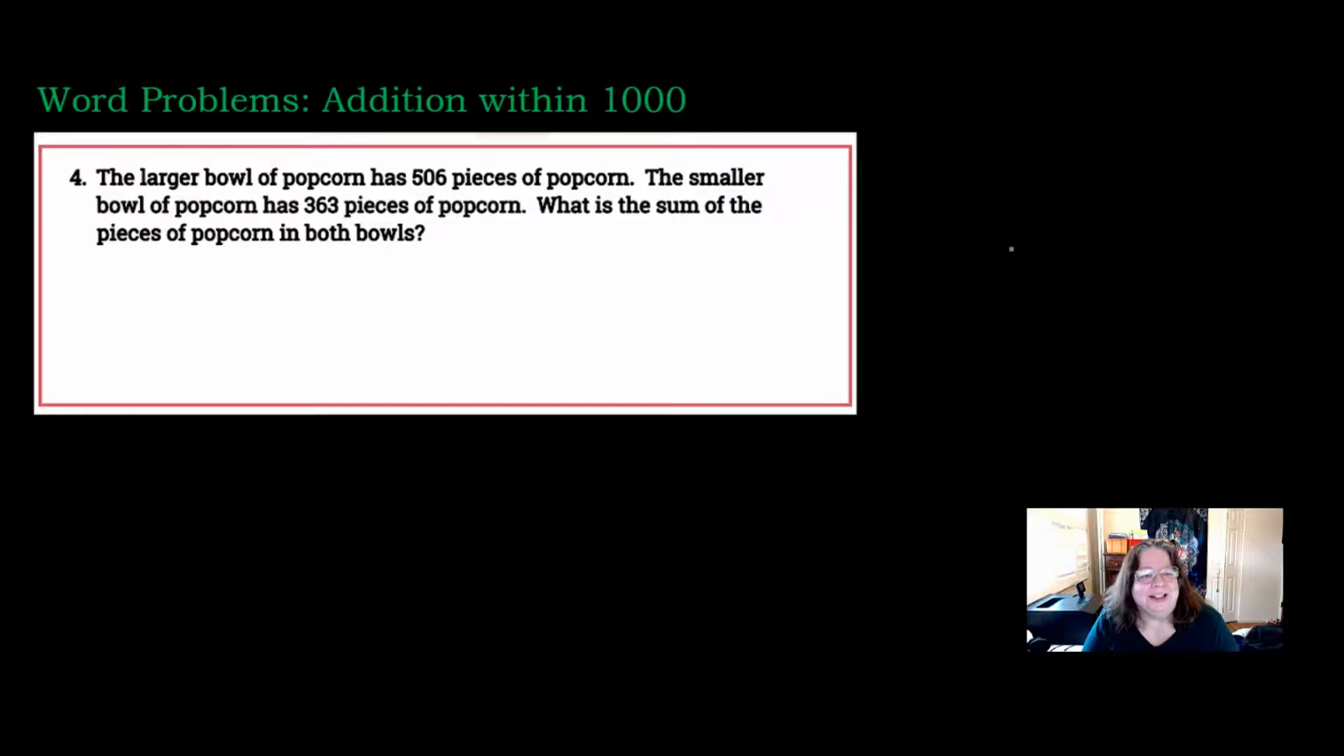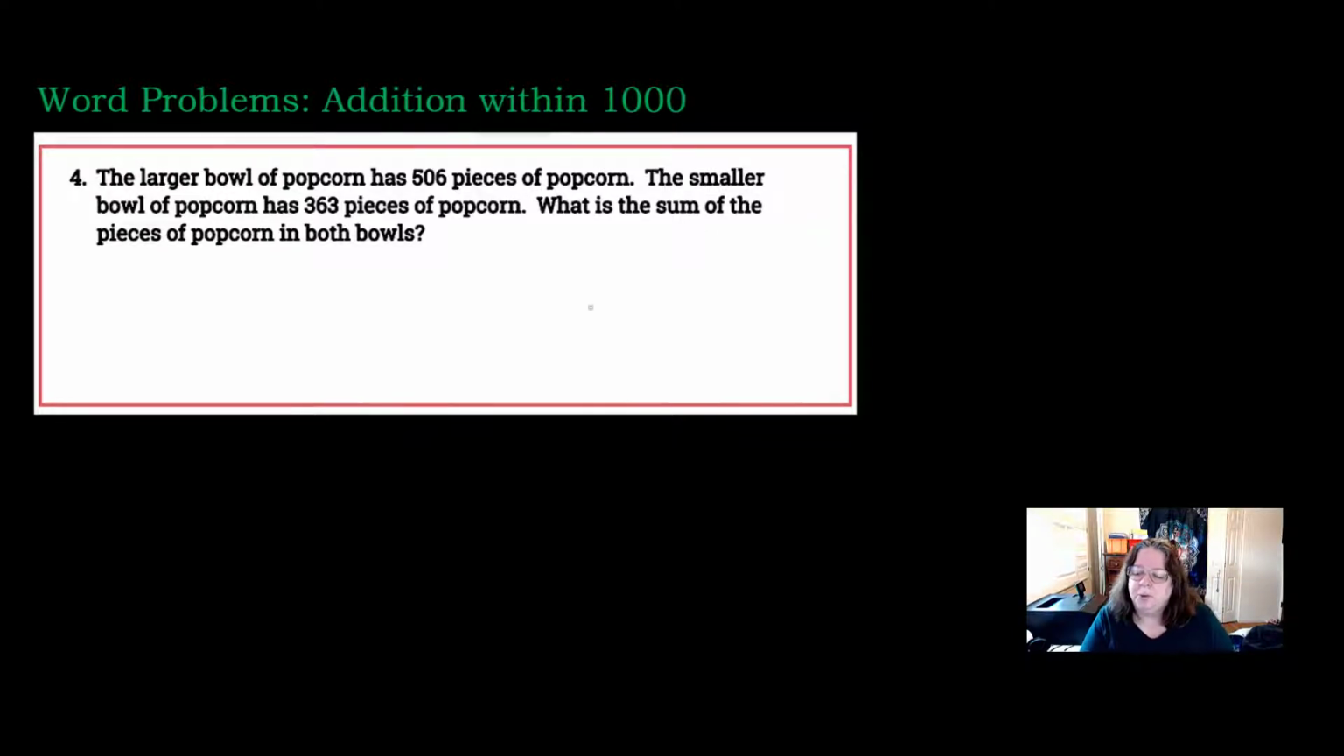Good morning. Today we're looking at word problems, addition within 1000. We've been working on different strategies, and so let's read the problem and see what strategy would fit best. The larger bowl of popcorn has 506 pieces of popcorn. The smaller bowl of popcorn has 363 pieces of popcorn. What is the sum of the pieces of popcorn in both bowls?